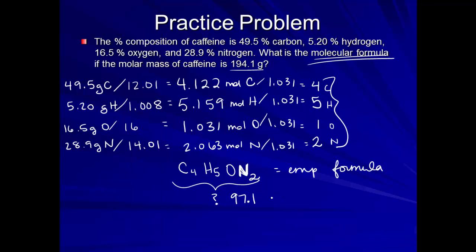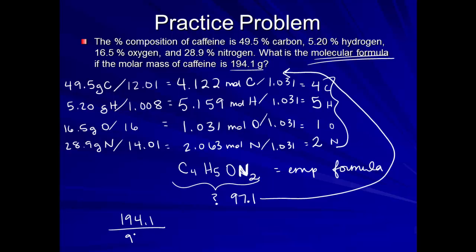Okay, so you need to think, what do I need to multiply by to get it to equal the 194.1? Well, if you do 194.1 over 97.1, remember that was my rule for how to figure out what that integer is, you get a 2. Now some of you could probably have just looked at that and seen, oh, I need to multiply by 2. That's fine. If you need to do the dividing, go for it, you get a 2.